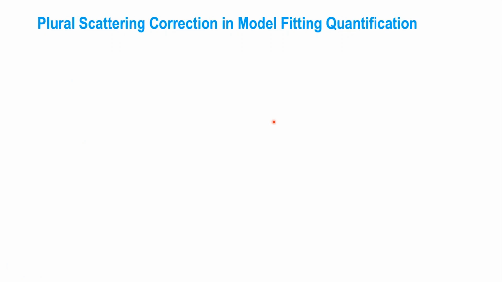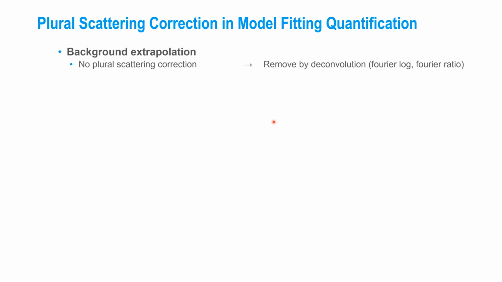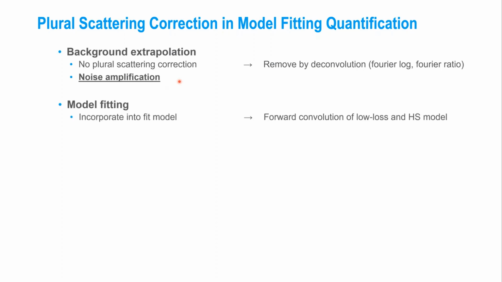So how do we deal with that? So the background extrapolation method, the old method, there is no plural scattering correction here. So it's actually necessary to remove the plural scattering from the data set itself before doing quantification. So that would be done with a Fourier log deconvolution or a Fourier ratio deconvolution. So there's one big disadvantage in doing that. In doing these deconvolutions, you actually have a noise amplification effect. So we are making our data worse. Model fitting. So we go the other way around in model fitting.